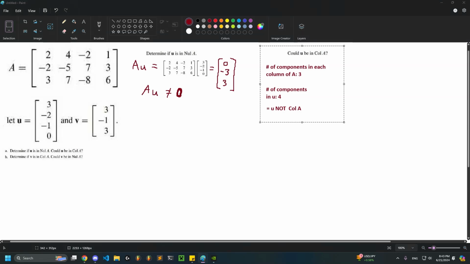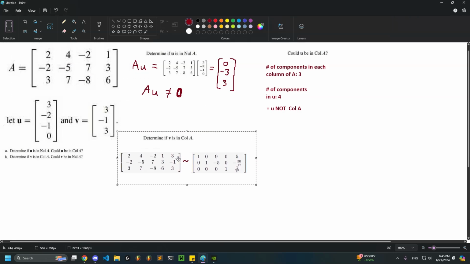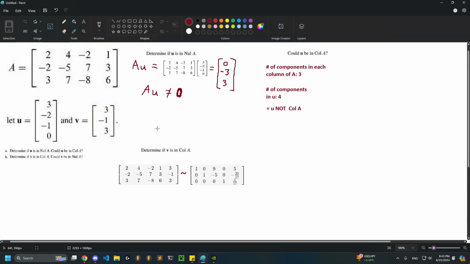Now we want to determine if V is in the column space of A. In order to determine this, we need to set this into the form of AX equals B. So we need to make one single matrix, which is A and V concatenated. Once we reduce that into reduced row echelon form, we find that our system is consistent and it has one free variable at x3. Therefore, V is in the column space of A.